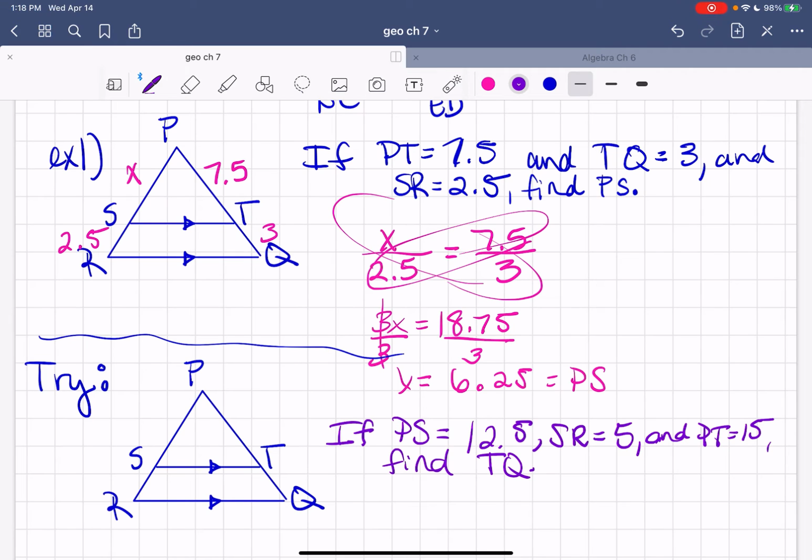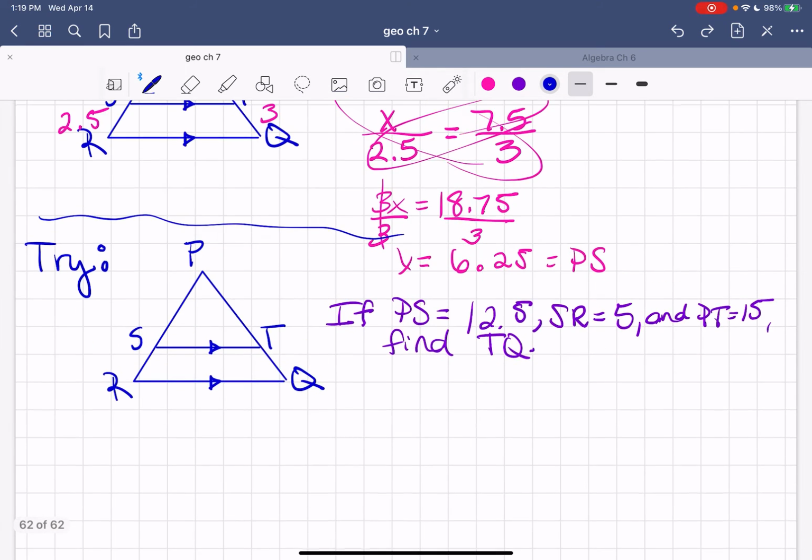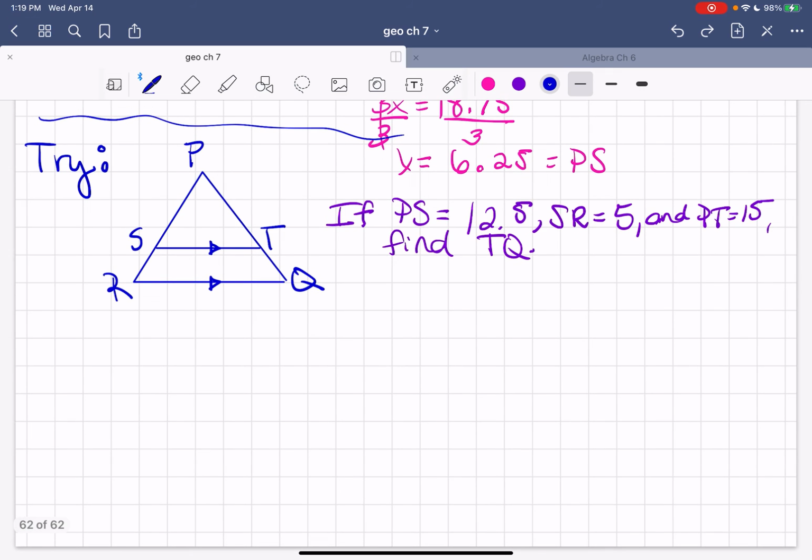All right, so give that one a try. And when you're done, you should have 6 as your answer. So if you don't, try to figure out what you did wrong, and I'll be happy to help if you can't figure out what happened.